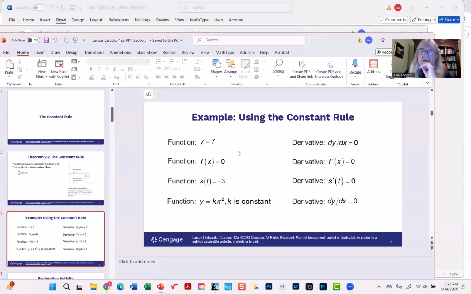And you can see here they're using some different notations. If y equals 7, the derivative, here they're writing it as dy dx, is 0. Here the derivative of 0 is just 0, and here they're writing it as f prime of x. s of t is minus 3. That derivative is, of course, just 0. We write it as s prime of t. And here they've chosen to write this one as dy dx. Since these are constants, they'll just end up giving us a 0.